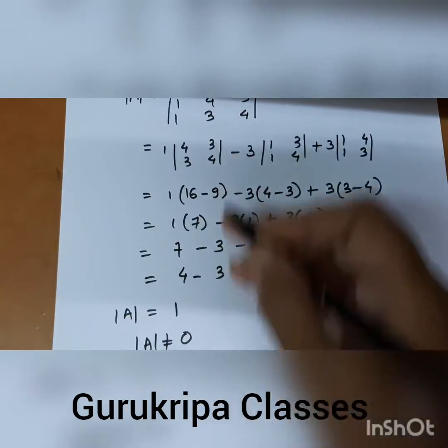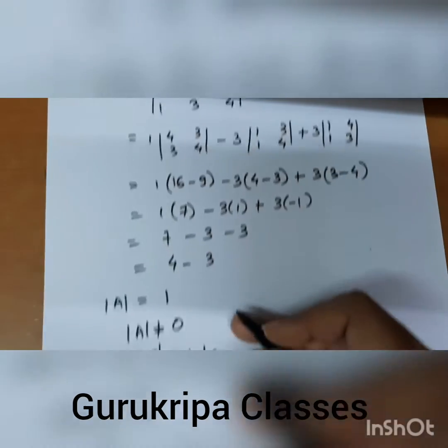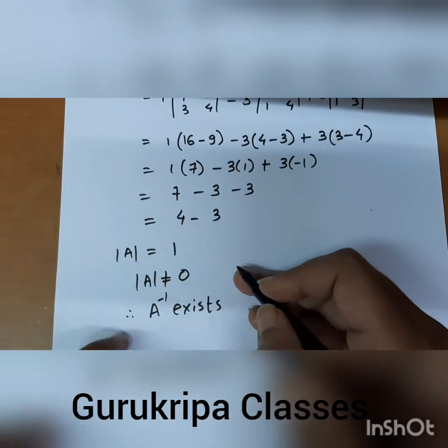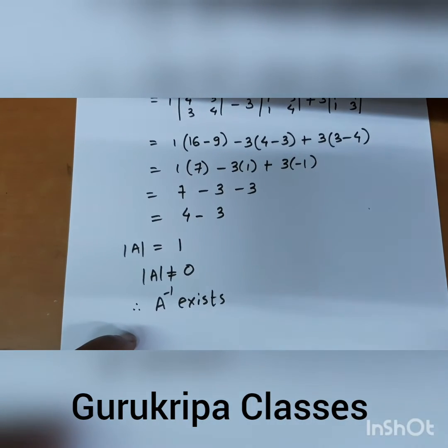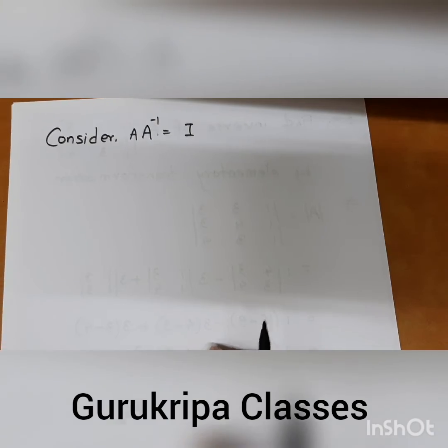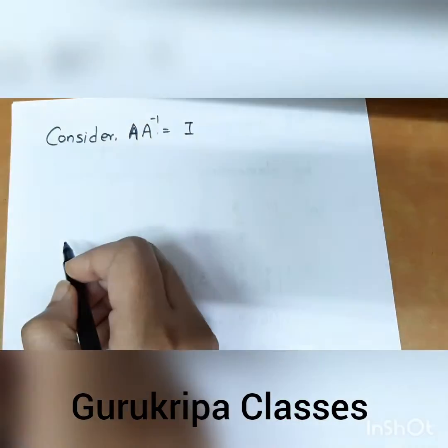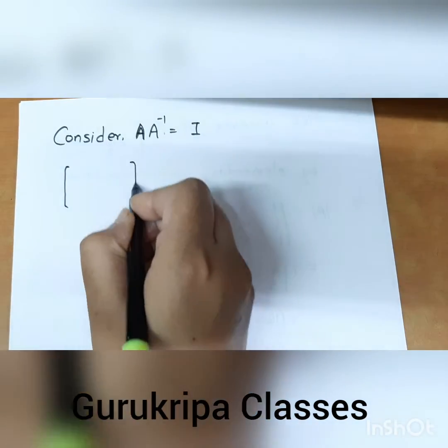So this should be the first procedure to find the inverse. First check the determinant. If it is not 0, then we can say its inverse exists. And now we will find the inverse. How to find it? Consider A into A inverse is equal to identity.